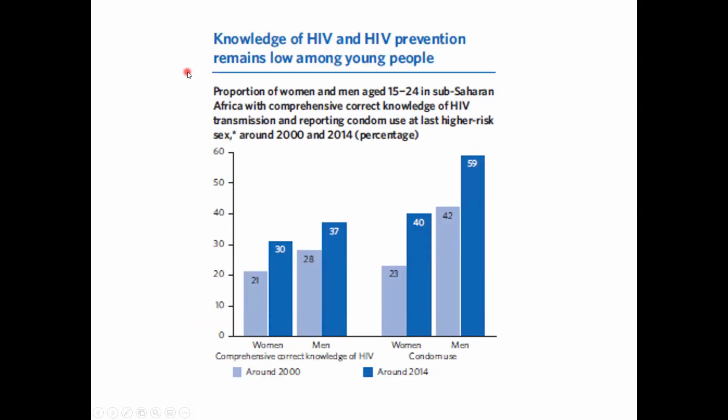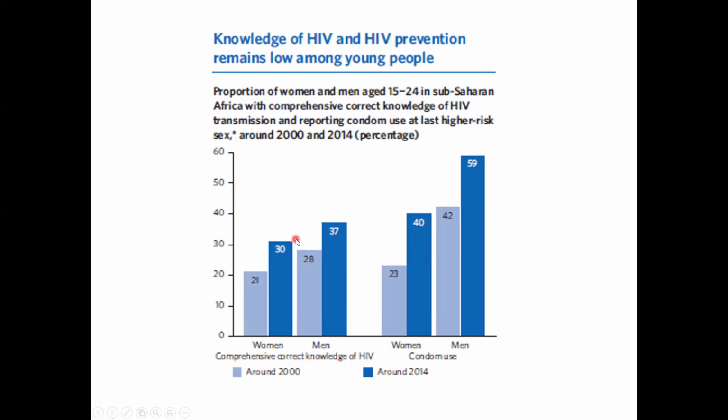So knowledge of HIV and HIV prevention remains low among young people. Here's the proportion of women and men aged 15 to 24 in sub-Saharan Africa with comprehensive correct knowledge of HIV transmission and reporting condom use at last higher-risk sex, around 2000 and 2014. So here's comprehensive correct knowledge of HIV. Around 2000 in women it was 21, up to 30. So that's progress. And in men, it's from 28 to 37. So there's progress, but around 2014 only 30% of women and 37% of men have comprehensive correct knowledge of HIV.